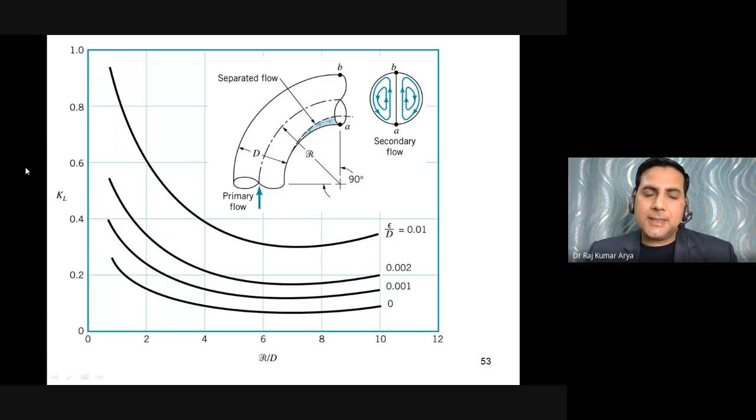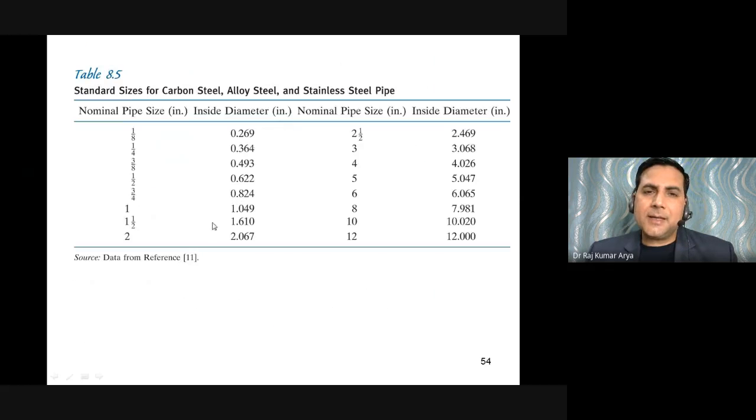So this is again the table just to calculate for your KL. And I just want to give you some idea of what the standard pipe sizes available in the market could be. This is just some table only, not the whole list. You will have an extensive list of 10 to 15 pages, which will give all the nominal pipe sizes.